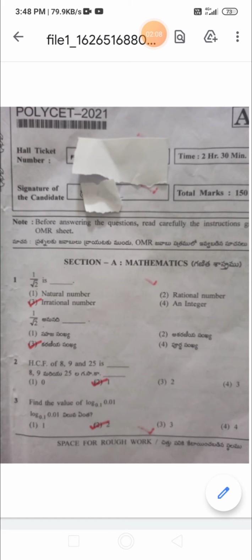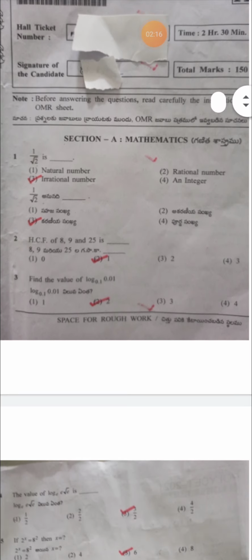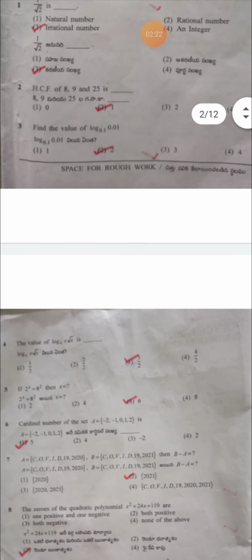Let's see the mathematics key of TS Polyset 2021. This is the first question: 1 by root 2 is an irrational number, that is the answer. Second question, HCF of 8925 is 1. And find the value of log 0.1 of 0.01. The answer is 2, because you can write that as 10 power 1 and 10 power minus 2, so 2 will be the answer.